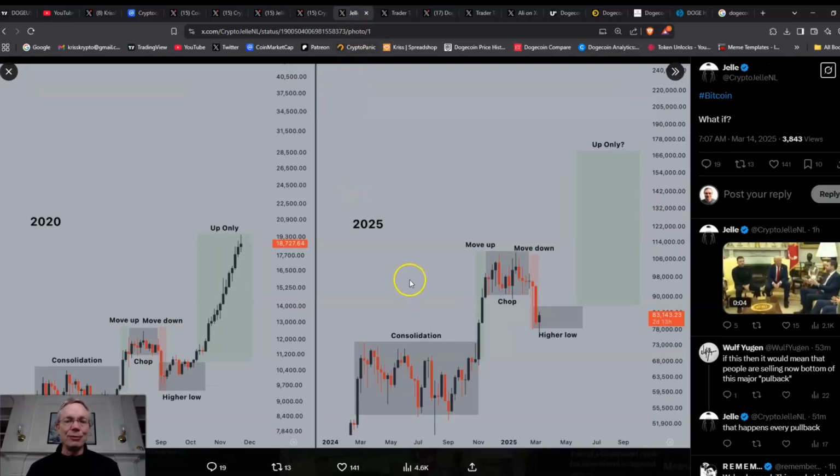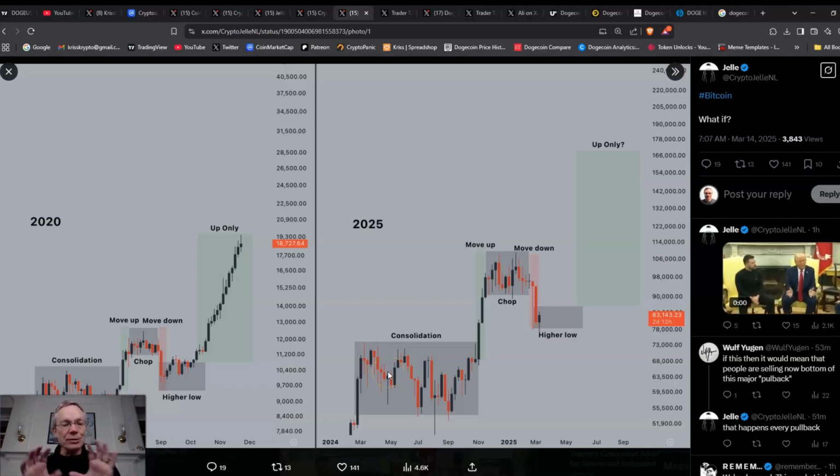And Gel says, look, right now the pattern, and again, this is what I talk about, is patterns of trading do tend to mirror the history. And so back in 2020, we had a consolidation period followed by a move up. Then we had chop, move down, and then we had this sort of higher low. Again, more consolidation, stretched out, but a higher low before up only.